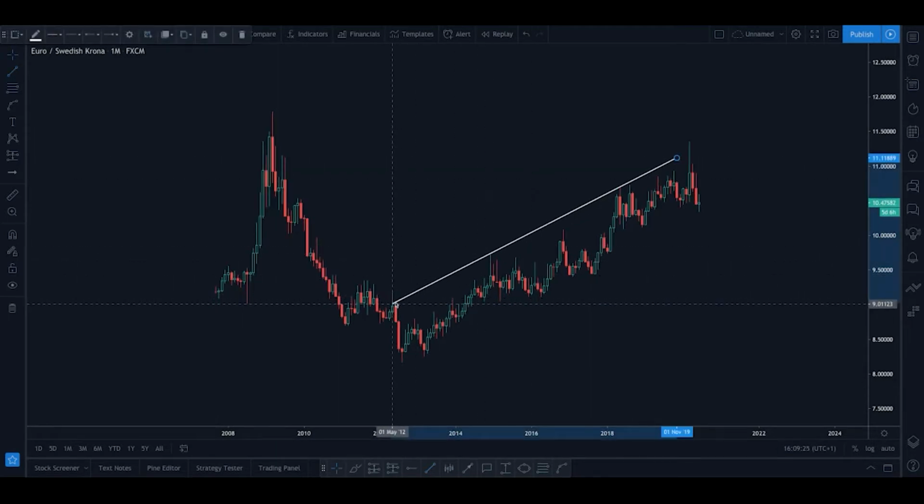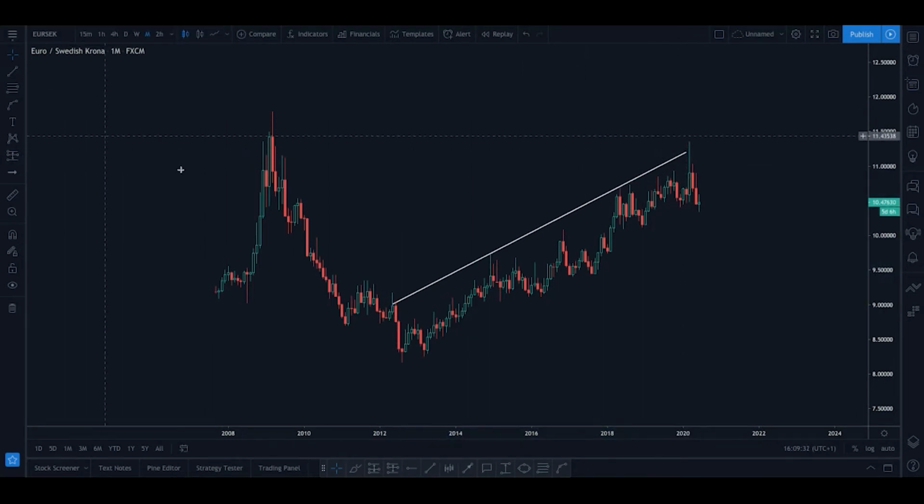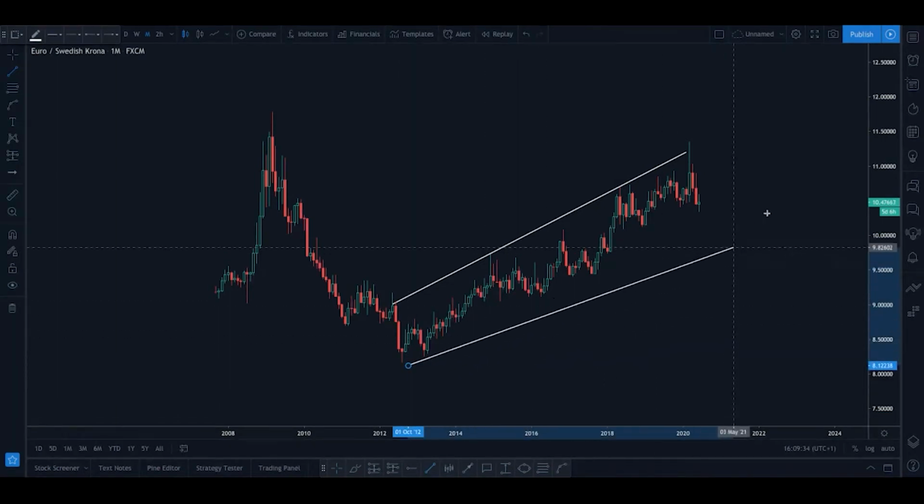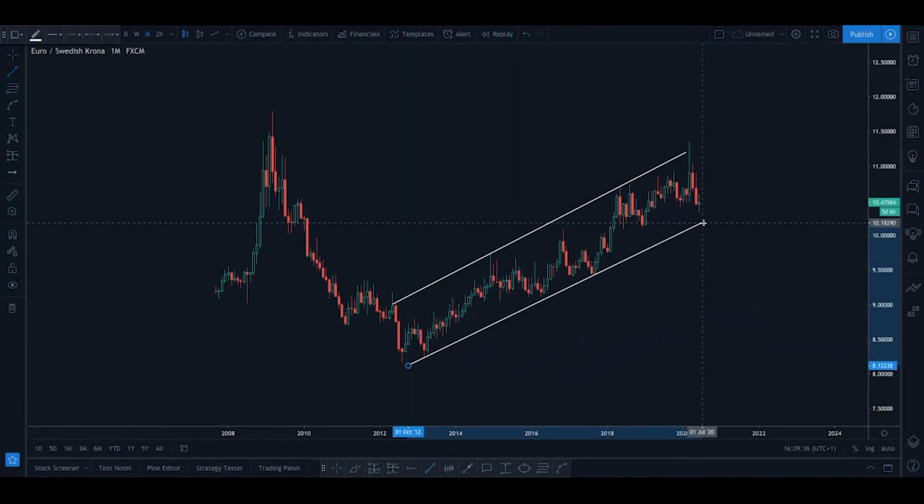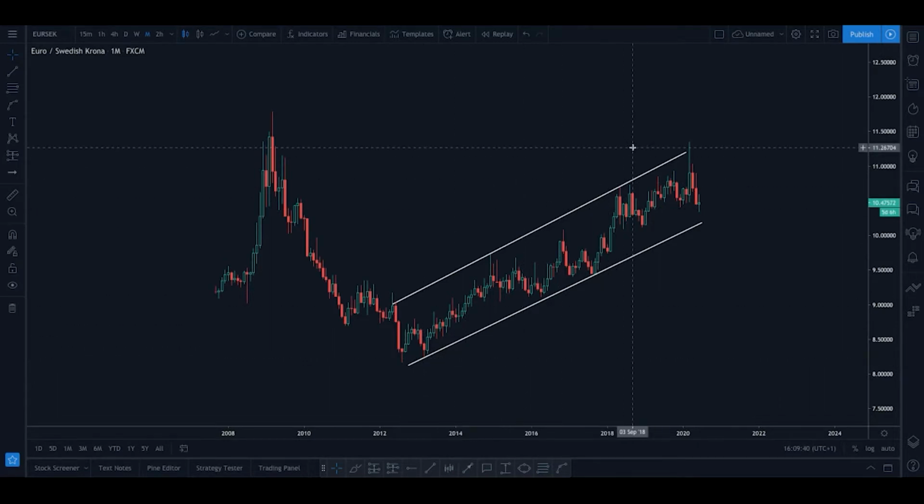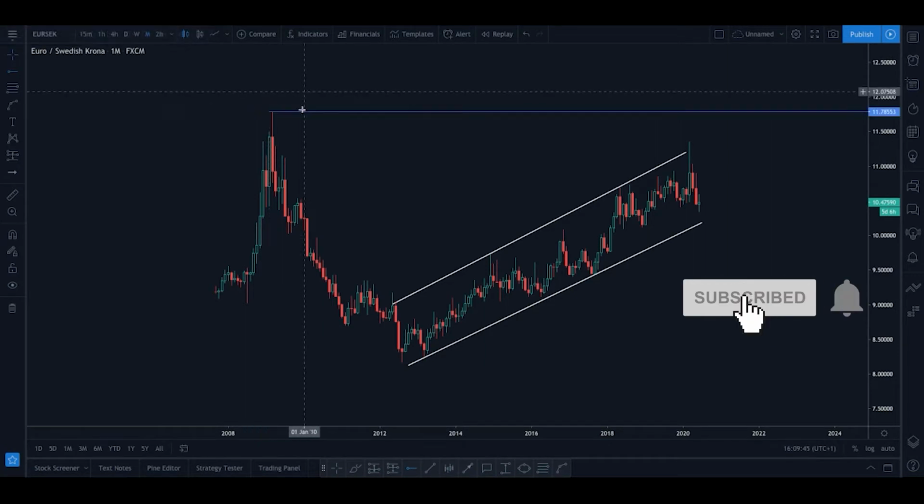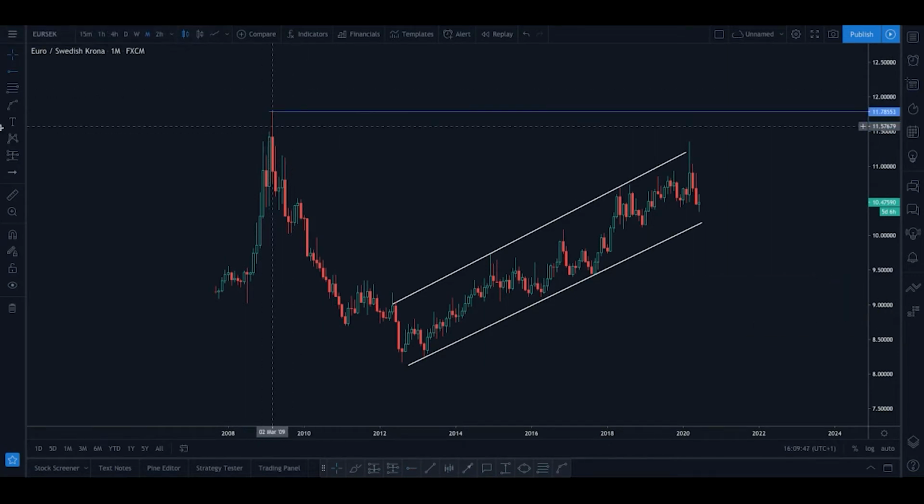like this. You can see this looks like an ascending channel, and I probably didn't even have to draw this on, but I will for the viewer's sake, in case anyone wants to see how I'm actually drawing these on. So you can see here we've got a nice ascending channel, and I can actually then come to draw this high.